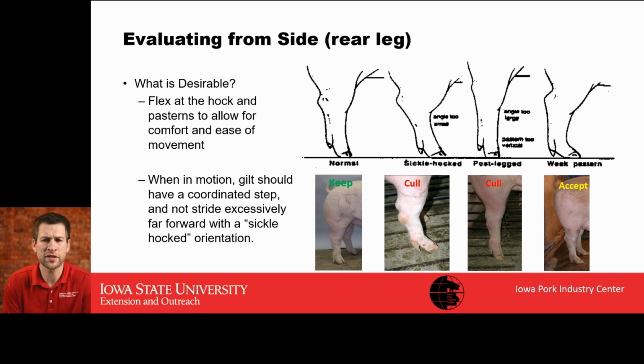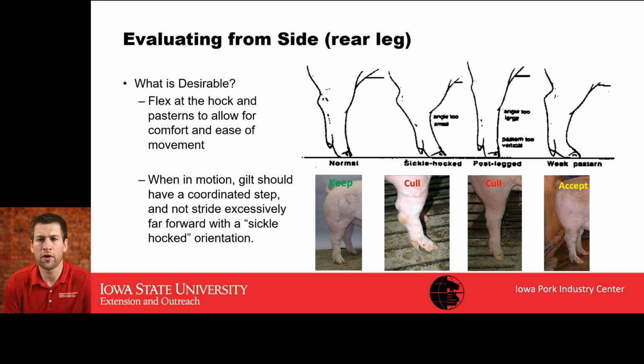So then we talk about what's ideal and what's maybe some cull candidates here. So we look on the left here of what's normal. We can see a gilt who's got good flexion there to her hock and pastern, and yet that foot is placed directly underneath that pelvic bone. So all that weight is going to be dispersed fairly evenly.